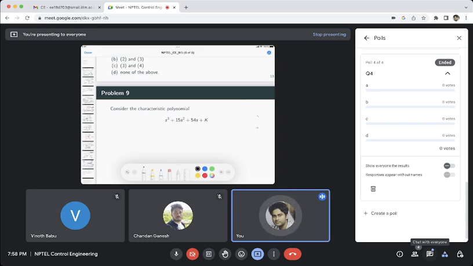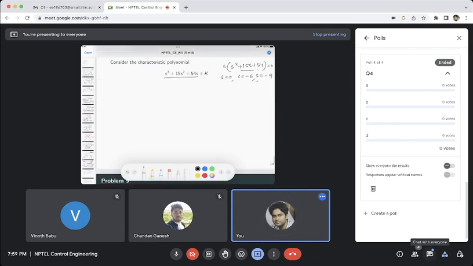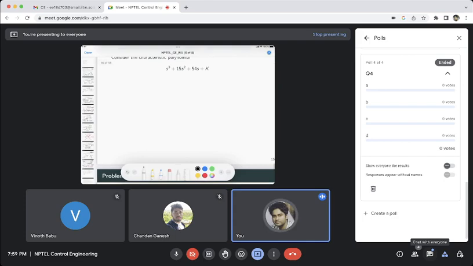To find the open loop zeros, there is no zero. Open loop poles will be found by solving this equation. s cubed means I can take s common, so s square plus 15s plus 54 equals 0. That means s equals 0, s equals minus 6 and s equals minus 9. These are the open loop poles and no zeros are there. Then we'll draw the root locus here. So 0, minus 6, minus 9 are the open loop poles. Minus 6 somewhere here, minus 9 here.